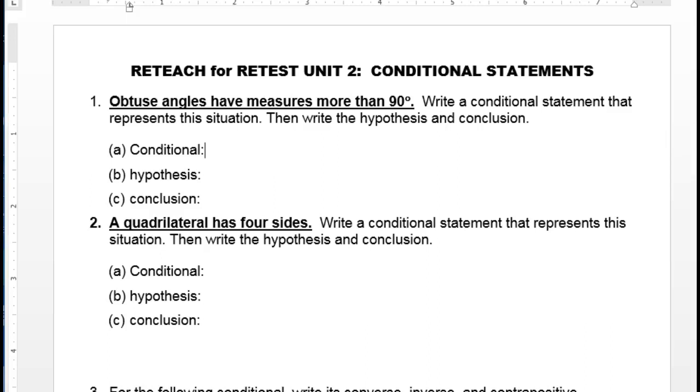Alright, this is the review for the retest unit 2, and this is part 2. If you didn't watch part 1 yet, go back and watch it. Then come back and watch this second, because this is specific examples just like you're going to see on the retest. I'm going to go through this pretty quick.